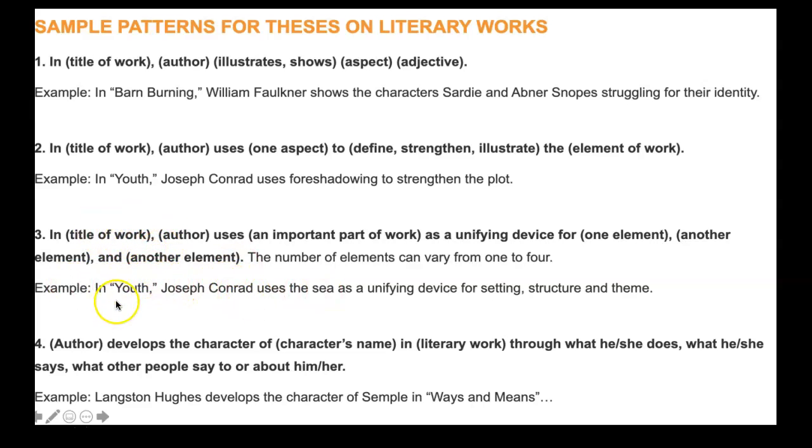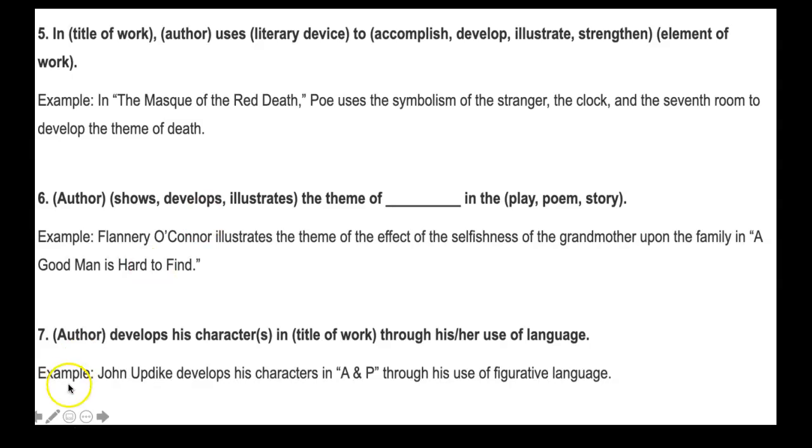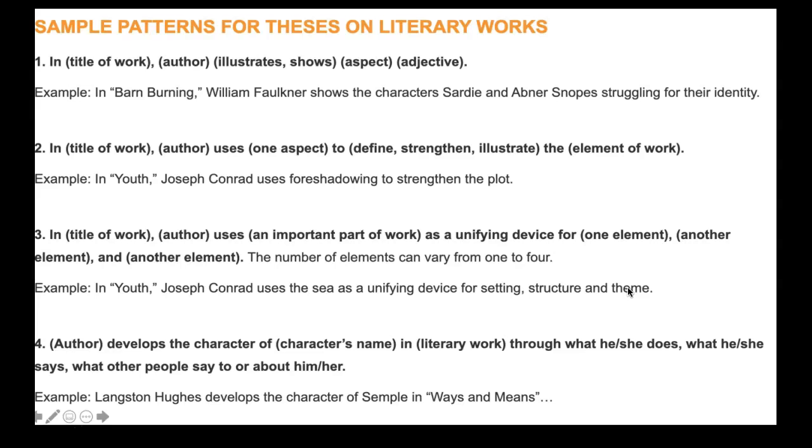We don't have any of these stories, so I'm not worried about you plagiarizing any of the John Updike or Flannery O'Connor. I'm not worried about you plagiarizing any of these examples, okay? But author, shows, develops, illustrates, title of the work, author, okay? Please, please feel free to help yourself using some of these templates, okay? Hopefully this will help you.